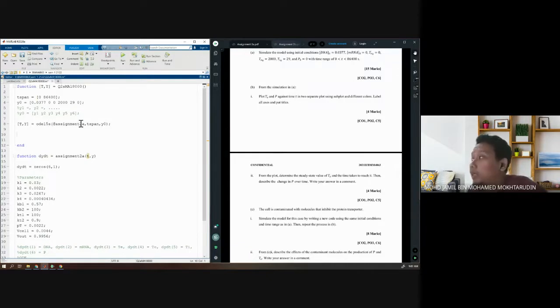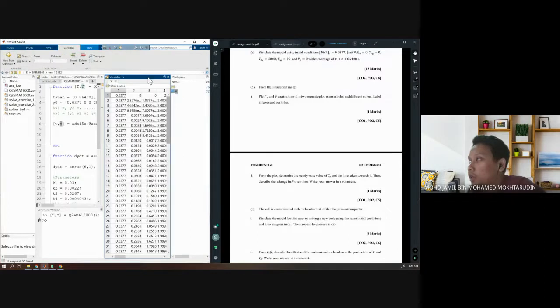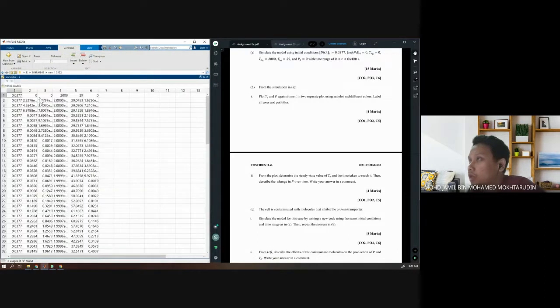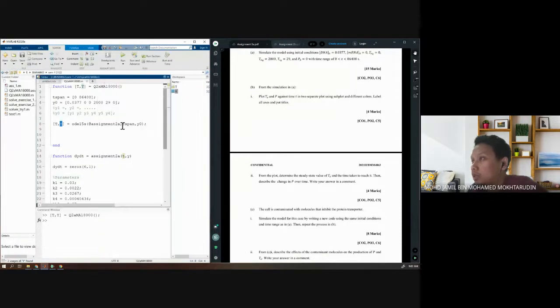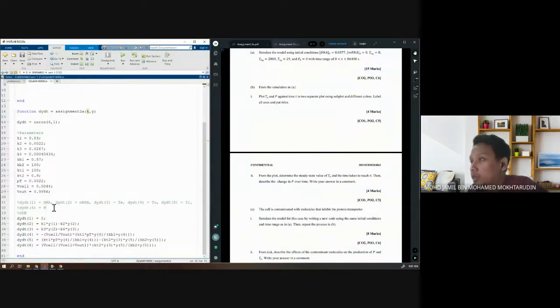Here we have Y, that when we solve, we got 6 different values. So we have 6 different Y values, but we must first identify which one is TE and P. We actually have defined this here. So TE is Y number 3 and P is Y number 6.